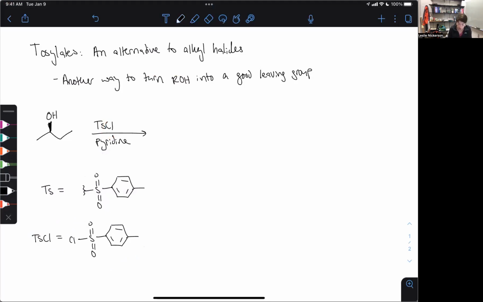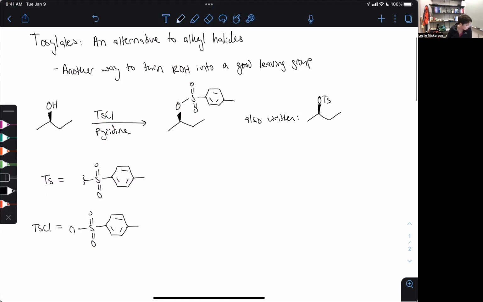Okay, so we're looking at adding this entire big group onto our alcohol. So what we're going to end up getting here is we're going to have the oxygen that's going to be bound to the sulfur. And all that other stuff is on there. Okay, this is also written OTs, just in terms of a shorthand so that you don't have to draw this whole entire thing out every time.